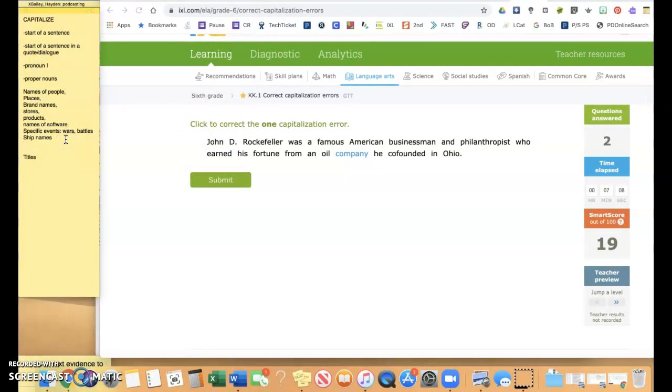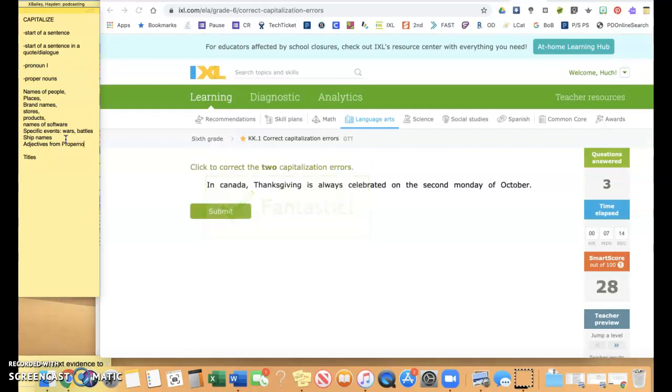I am going to add adjectives from proper nouns to my list. So think like I have an Australian shepherd. I don't capitalize shepherd, but I do capitalize Australian.